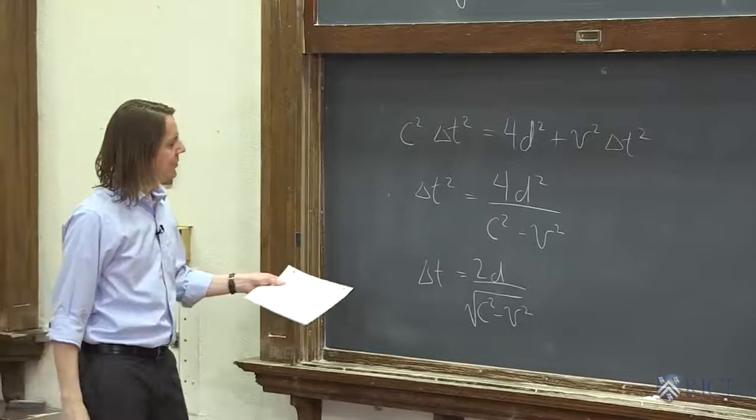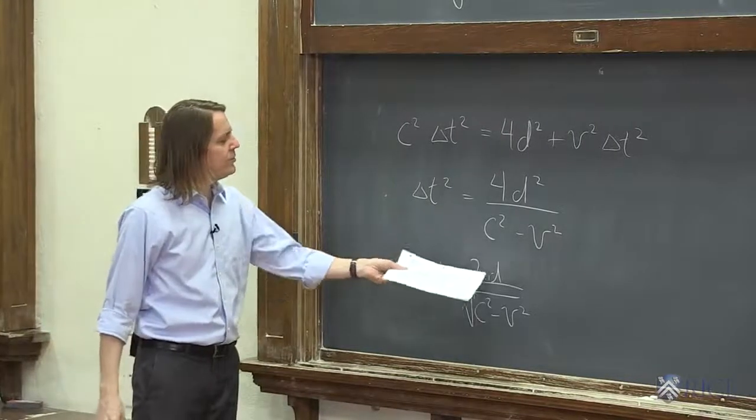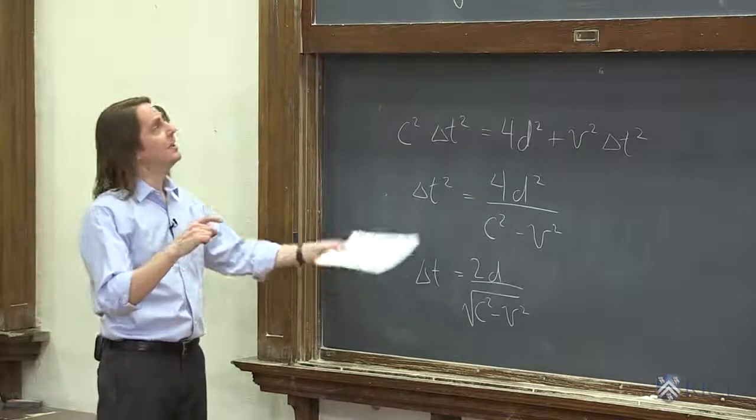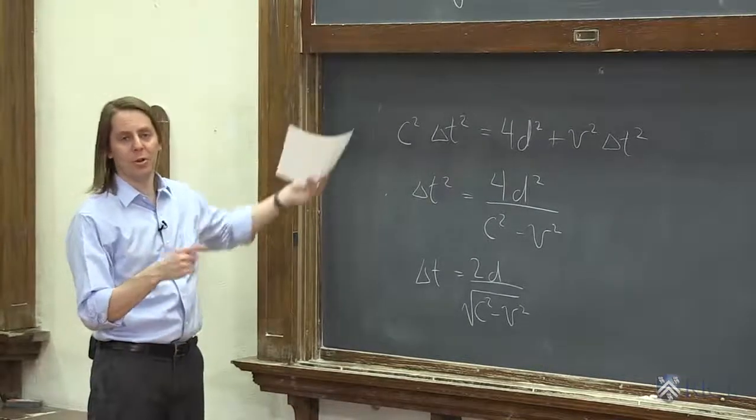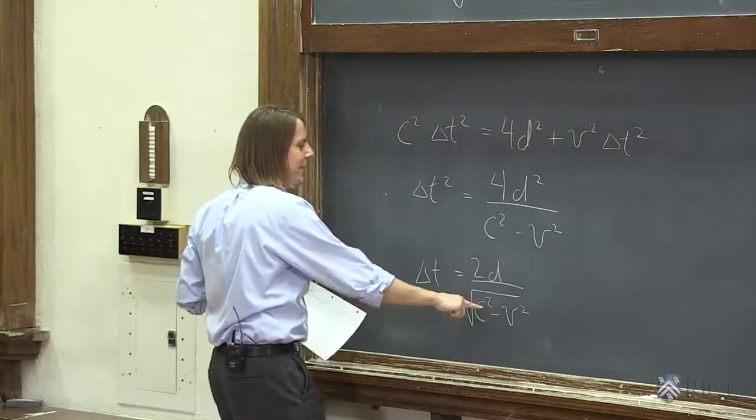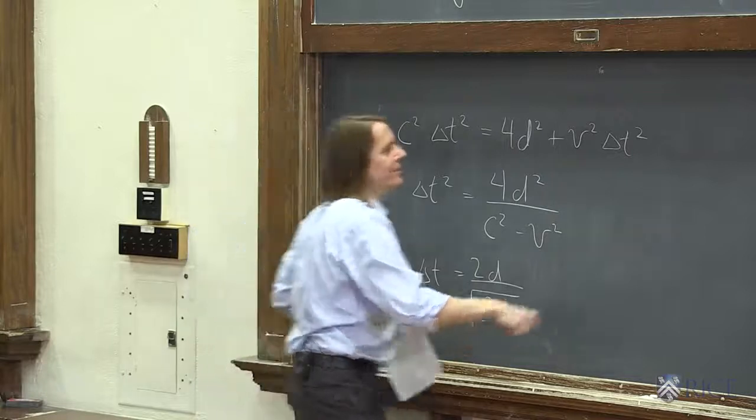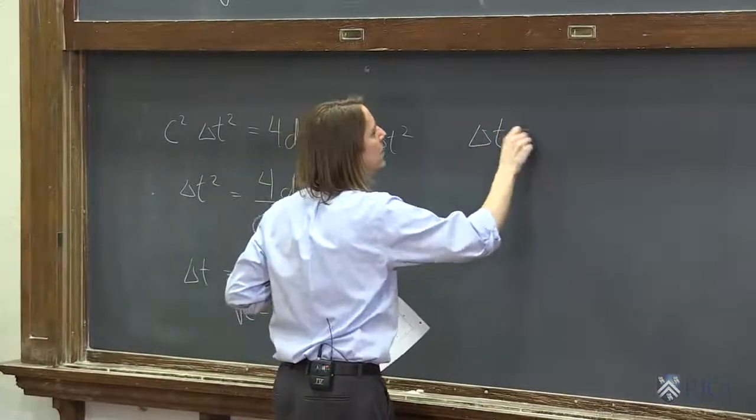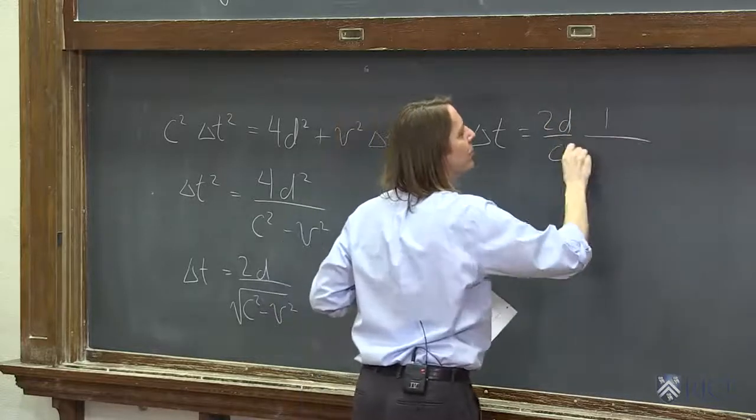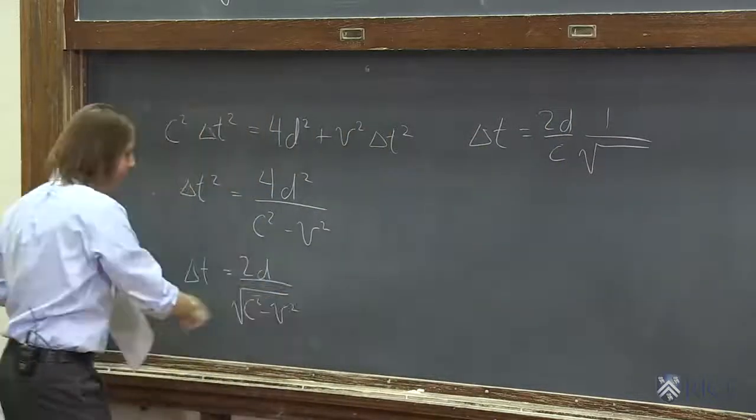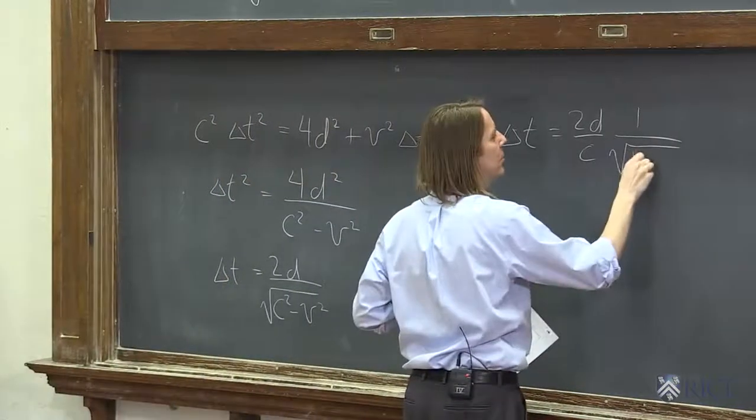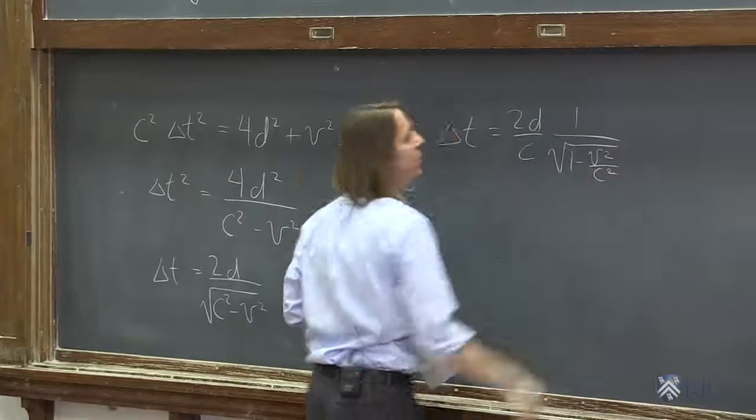So we're just kind of making a mess, except notice delta t in terms of 2d almost over c. Remember, 2d over c, that was the delta t in the bullet frame, what we called the delta t p. So if I could just pull a c squared out of here, I'd have 2d over c. So let's do that. Let's get that delta t is 2d over c times 1 over the square root. And I got that c by pulling it out of here. So that's 1 minus v squared over c squared.